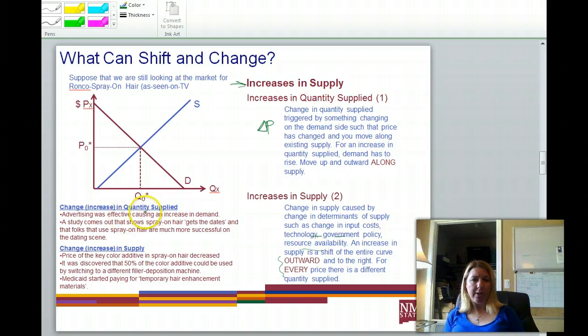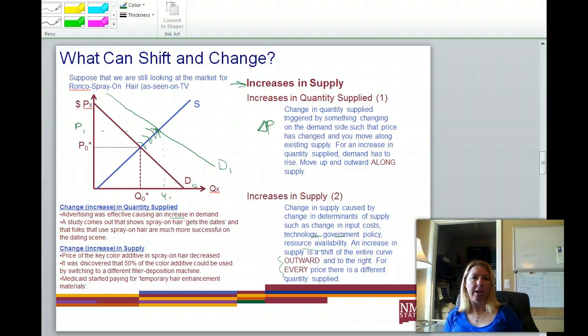You can have an increase in quantity supplied, and this could be because advertising was effective, causing an increase in demand. A study comes out that shows spray on hair gets the dates, and that folks who use spray on hair are much more successful in the dating scene. All of these things would shift your demand curve. And so if you're examining what happens to supply when demand changes, what we see is that we move along the existing supply curve to a new equilibrium price and quantity. And so we'd have Q1 and P1. And so those are some of the things that can happen. And so that's going to be an increase in the quantity supplied.